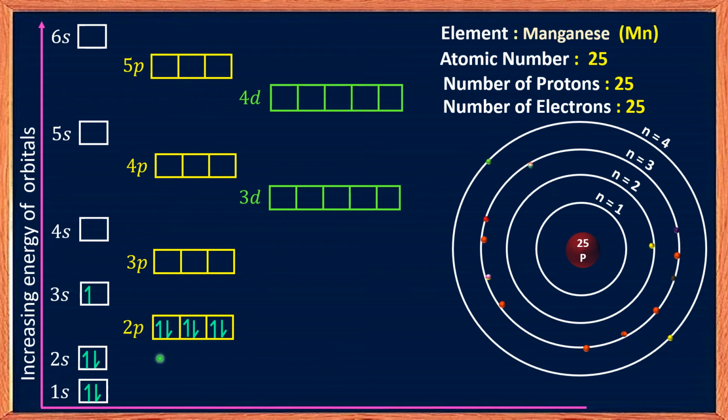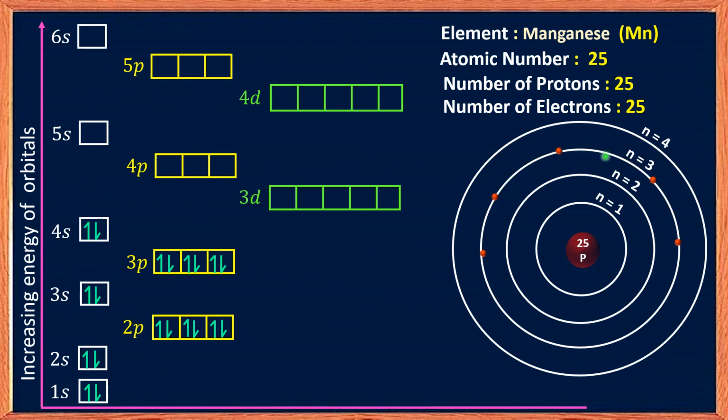The 11th electron enters into 3s, 12th electron, 13, 14, 15, 16, 17 and 18th electron. Okay, next 19th electron enters into 4s and 20th electron will pair up with this electron.